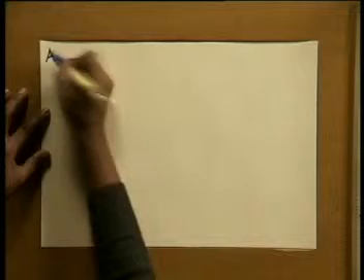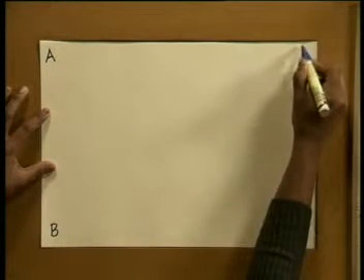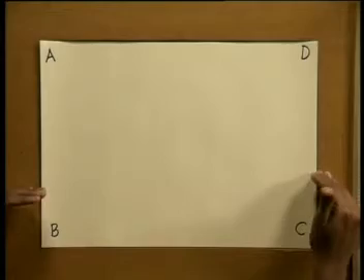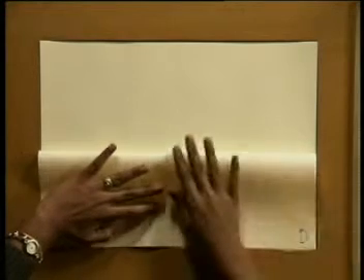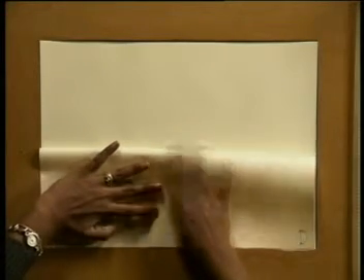To begin, we start labeling our rectangle. We'll call this point A, point B, C, and D. The next thing is to fold AD onto BC to create a lengthwise fold line. So we fold AD onto BC. Make sure that your ends meet and fold the page. Now open up the page and you see our fold line here.